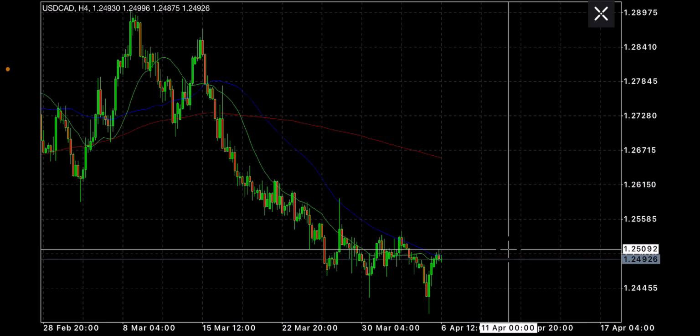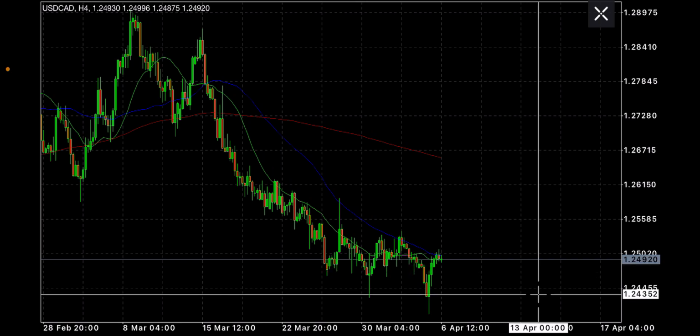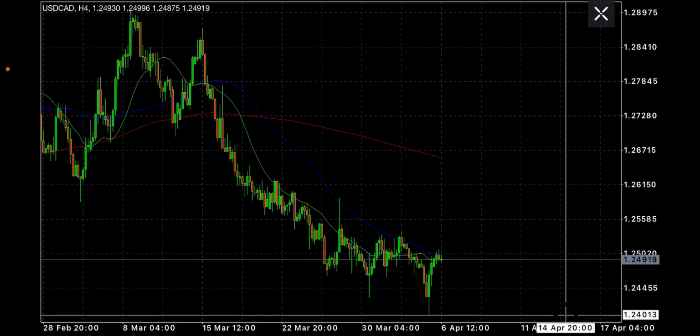Okay, but if fundamentals do switch over, in which the oil prices start to go up, which means gas starts to go up, we'll start to see a strengthening of the CAD, a weakening of the USD, and we could see price slip down even further towards the short position.